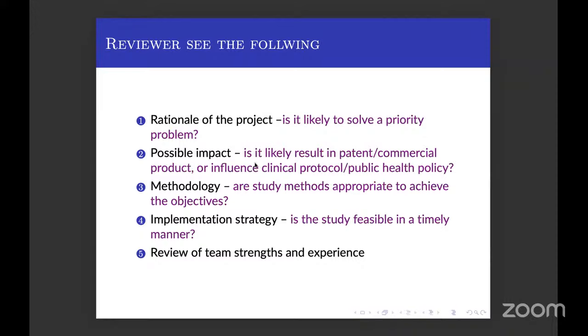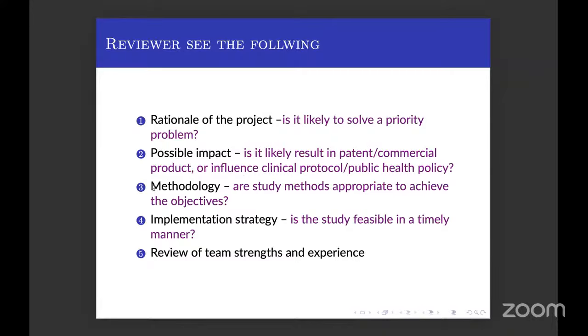Possible impact, okay? Is it likely to result in a patent, commercial product, or influence clinical protocol or public health policy? The meaning is, is it likely that it is going to have a patent? It can have a commercial product at the end of the project. Can it be commercialized? Or it is going to develop some critical things which can be used in later research. So these are the possible impacts the people will be able to see.